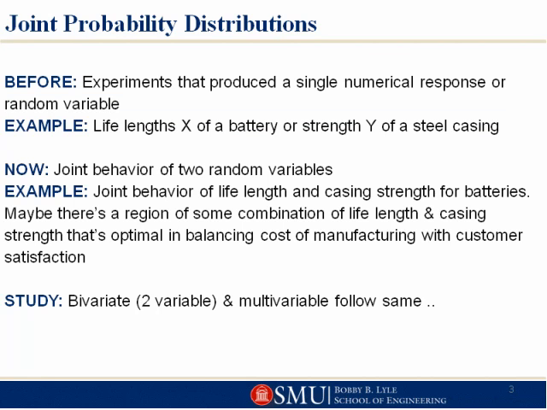So, joint probability distributions. We've so far focused all of our attention on just a single random variable, and what the probability distribution function is for that random variable taking different values. We assign probabilities to them, and sometimes they were discrete random variables, sometimes continuous, but it was always one random variable that we looked at. Now we turn our attention to the joint probability distribution, which is the joint behavior of two random variables. This gives the example of joint behavior of life length and the casing strength of batteries.